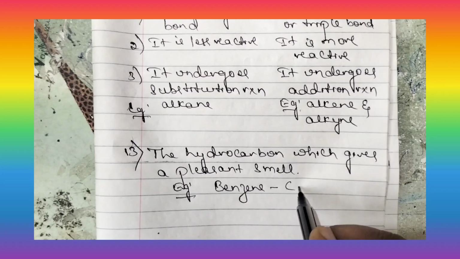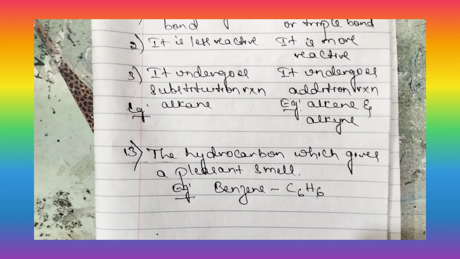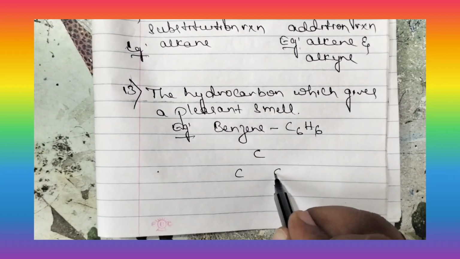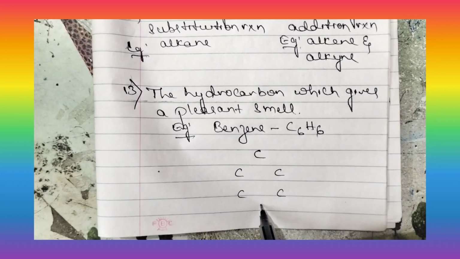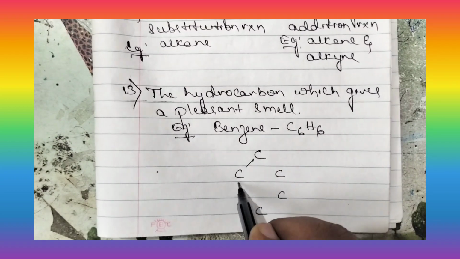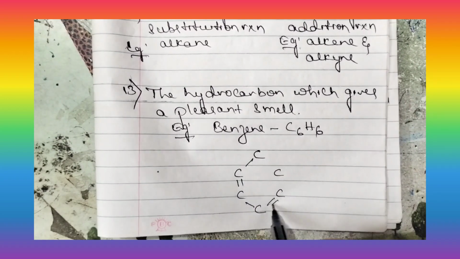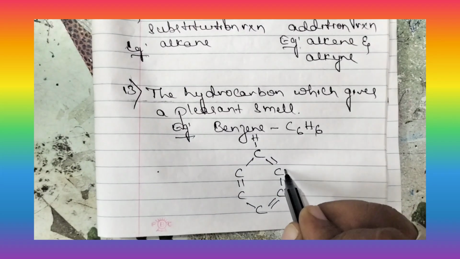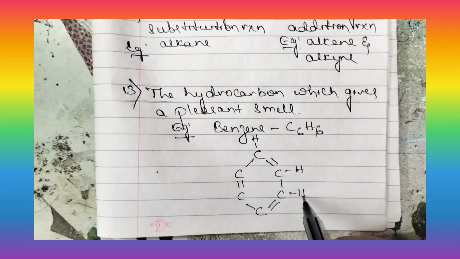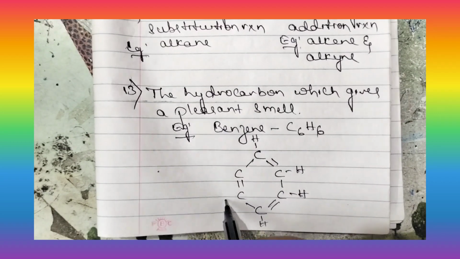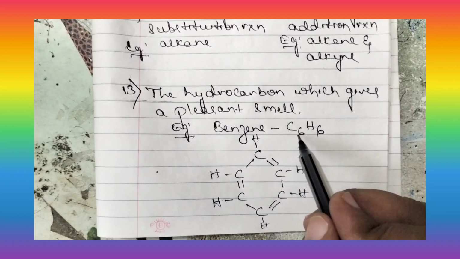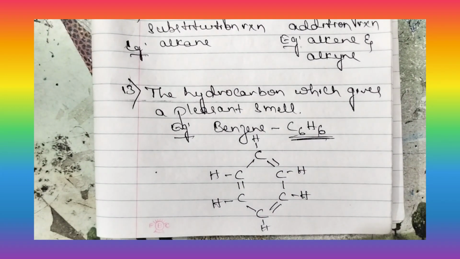Its molecular formula is C6H6. So now 1, 2, 3, 4, 5, 6. Single bond, double bond, single bond, double bond, single bond, double bond. Here hydrogen 1, 2, 3, 4, 5, 6. So this is the molecular formula and this is the structural formula for benzene.